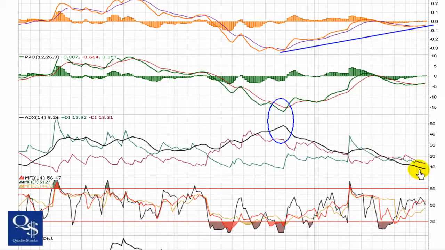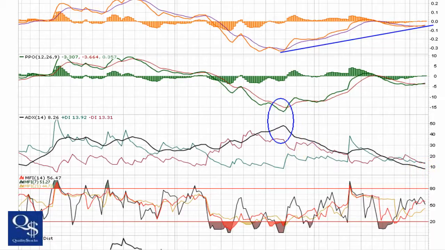ADX is down very low right now. We're going to look for this to turn. You can see it's at 8, just over 8. We're going to look for this to start to flatten and try and turn. The positive and negative DIs are pinned closely together. They're not giving any directional hints as to what's going on with this stock or where it may go.